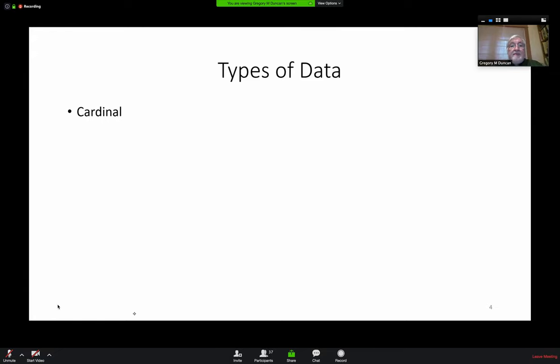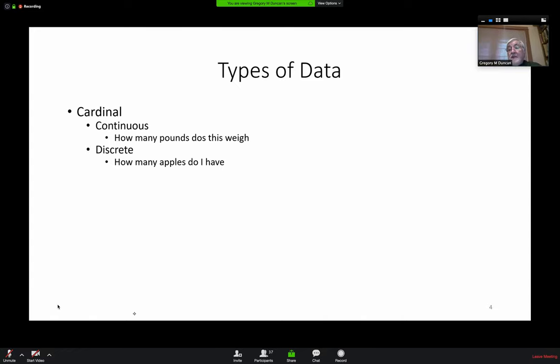Let's talk about types of data. I'm going to start with something that you're certainly aware of. Those are cardinal data, in particular, continuous cardinal data. How many pounds does this weigh? Okay. Discrete cardinal. How many apples do I have? And the key thing here is, if you weigh 100 pounds and I weigh 200 pounds, I weigh twice as much as you do. If you have 5 apples and I have 10 apples, I have twice as many apples as you do. That's the cardinality. And the continuous and discrete are, you know, pounds can be any real number. Apples have to be discrete.